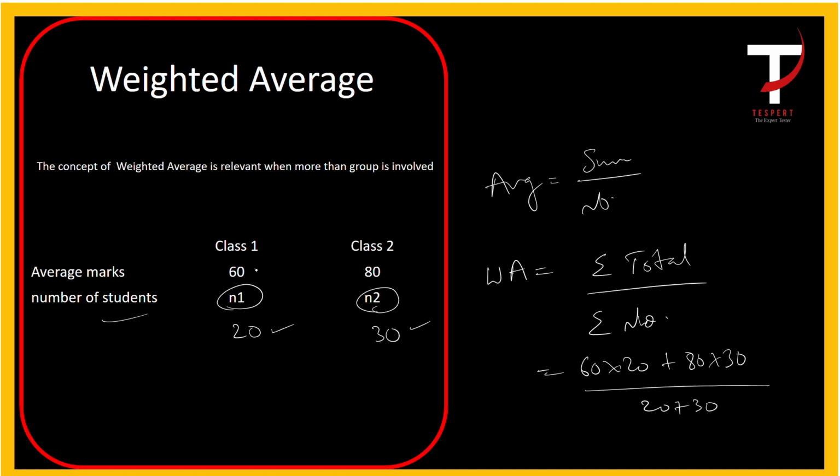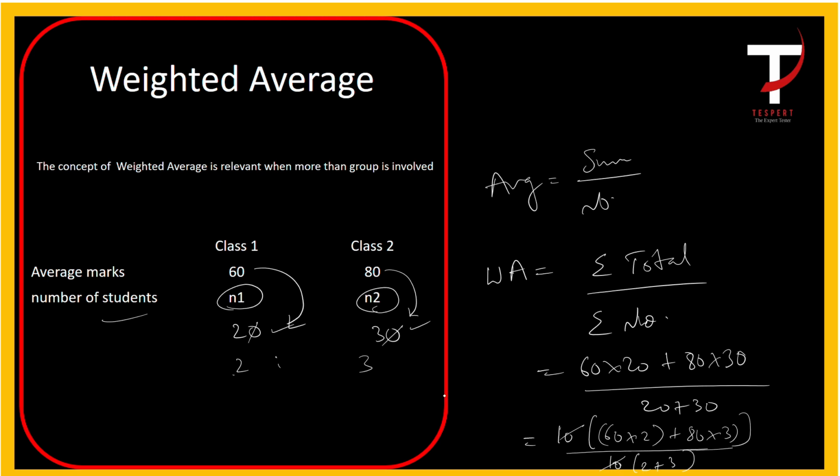So the average into the total number of students plus the average in the second case into the total number of students, divided by the total number of students. We can simplify, we can take 10 as common. So the value becomes 60 into 2 plus 80 into 3, and we are taking 10 as common in the denominator as well, so 2 plus 3. So we can cancel 10 and 10 here. If we take the ratio, 20 and 30 becomes 2:3, right?